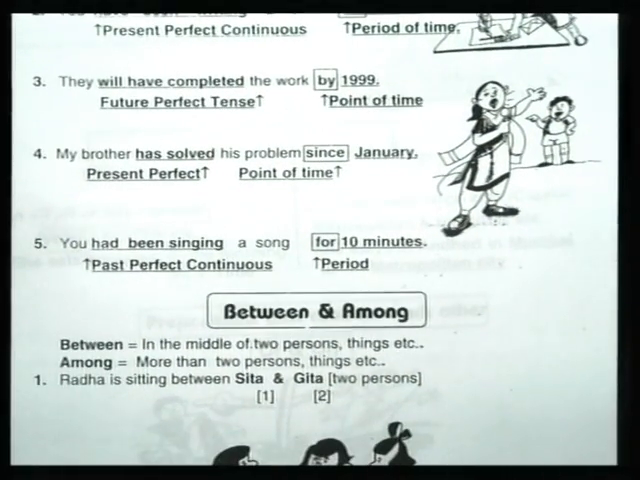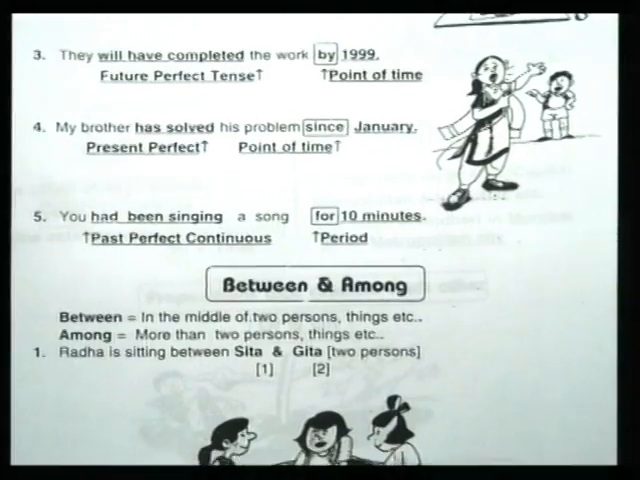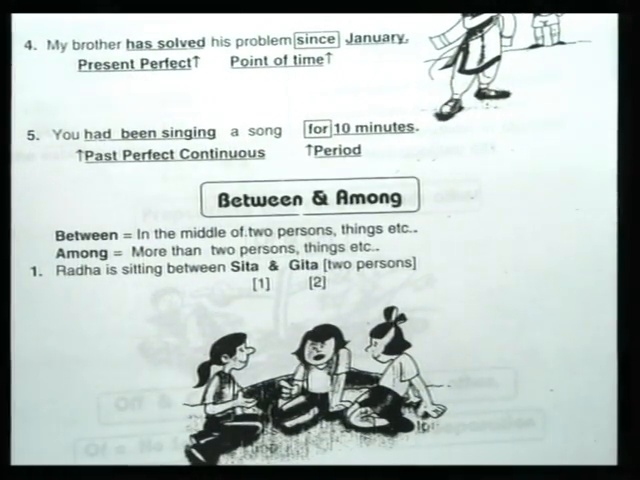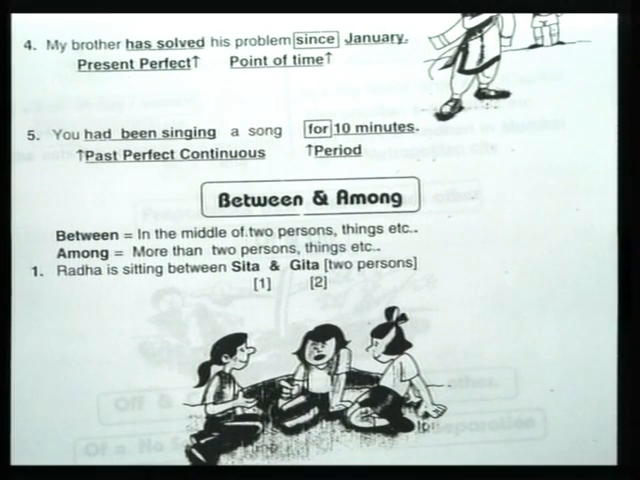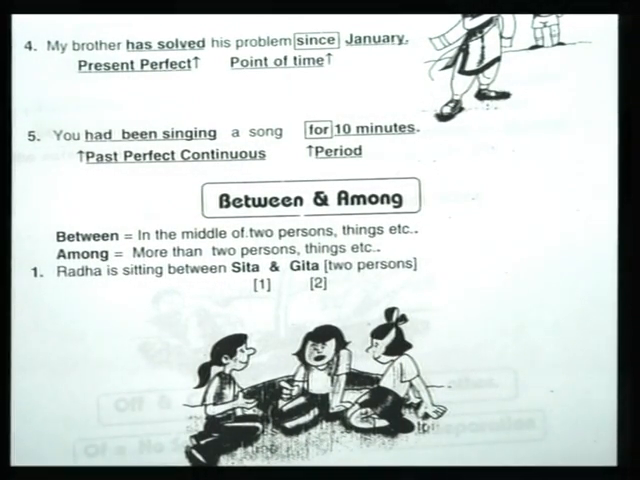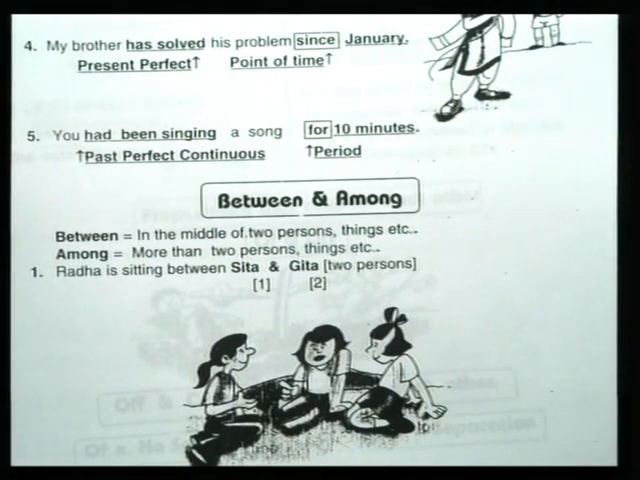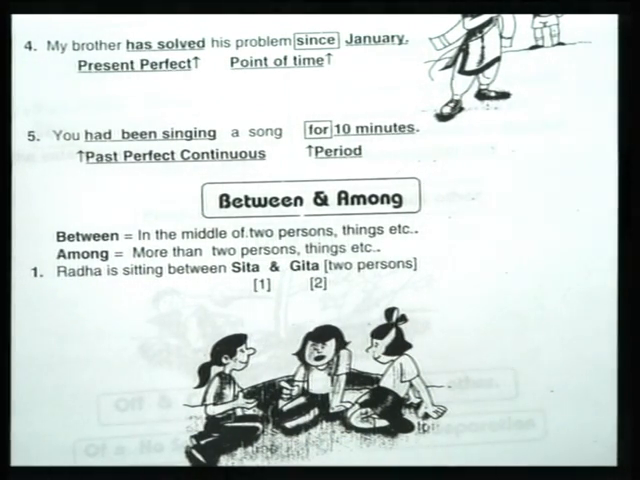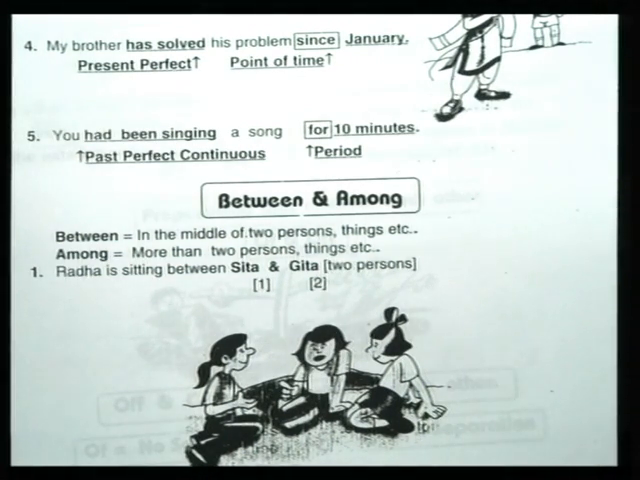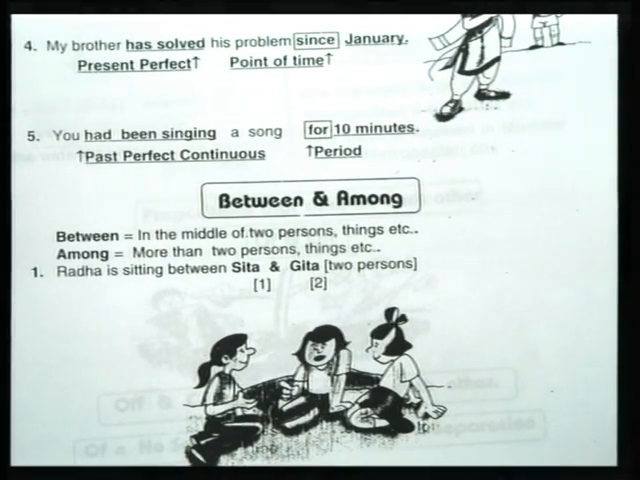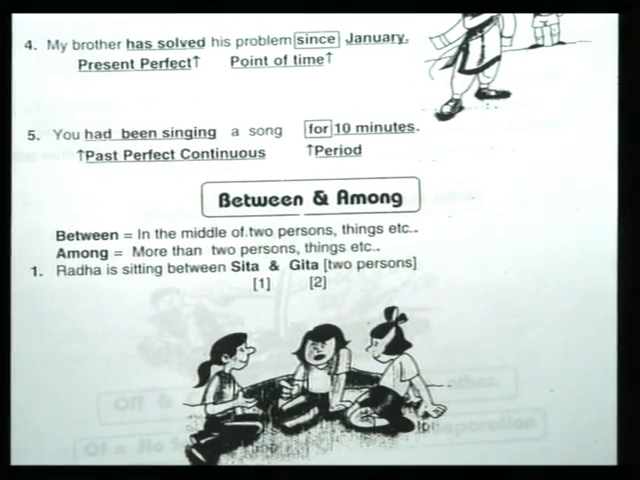Now next preposition is between and among. Between means in the middle of the two, and among means in between many. In short, between means in the middle of two, and among means in the middle of all. Between means in the middle of two persons, things, etc. And among means more than two persons, things, etc. Radha is sitting between Sita and Geeta.